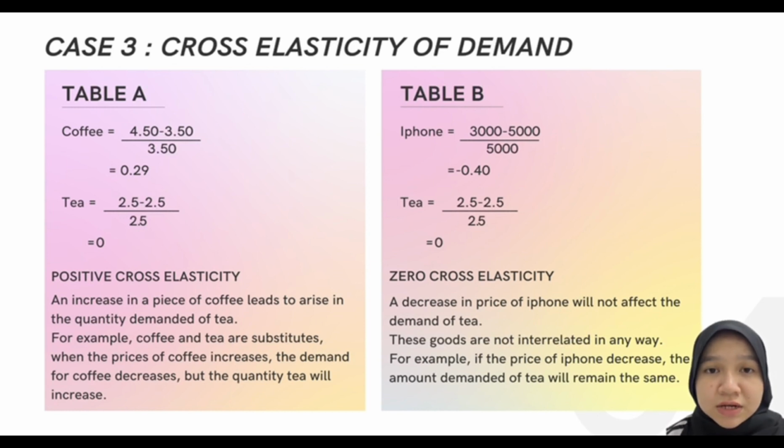A decrease in the price of iPhone will not affect the demand for tea. These goods are not interrelated in any way. For example, if the price of iPhone decreases, the quantity demanded of tea will remain the same.